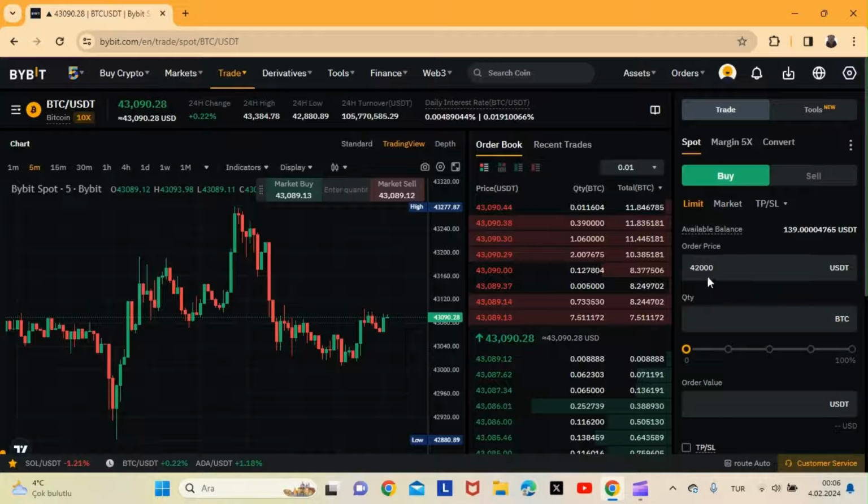Okay, so now Bitcoin is currently at 43,000. This is your order price. So when Bitcoin drops down to 42,000, you are going to buy. How much Bitcoin do you want to buy?